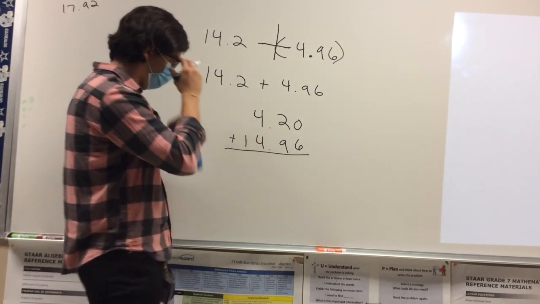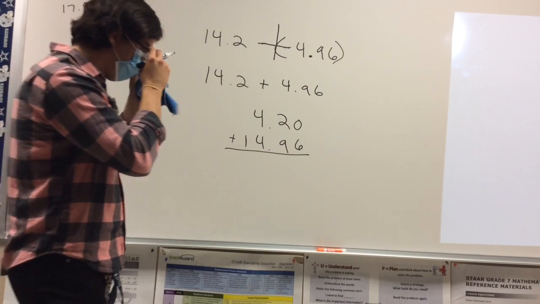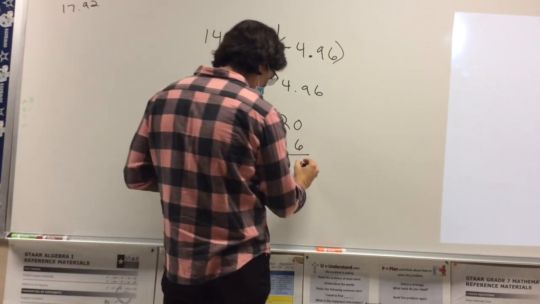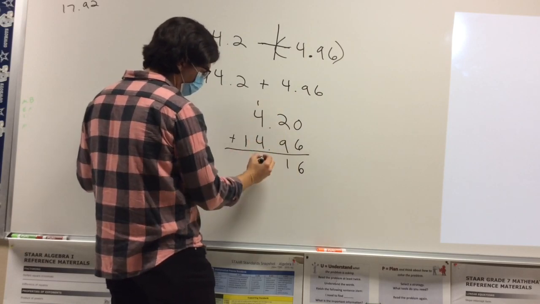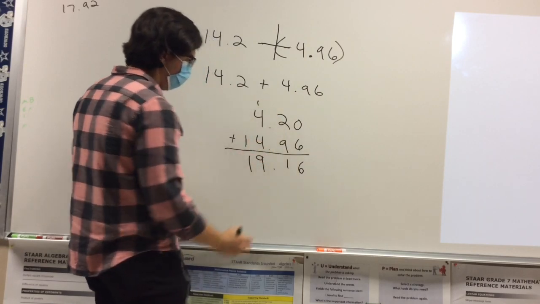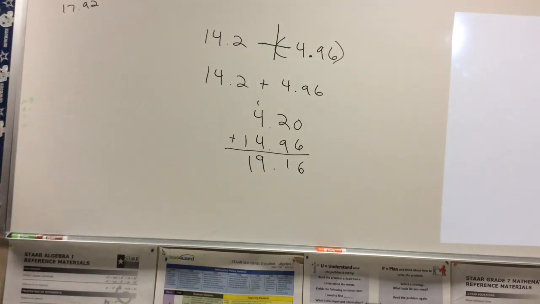Are we okay with that? Okay, now, let's start adding them together. 6 plus 0 is 6. 9 plus 2 is 11. 4 plus 4 is 8, plus 1 is 9. I get 19.16.